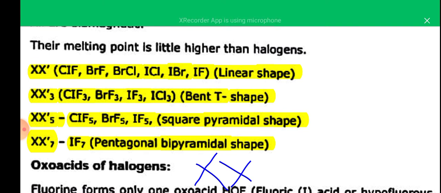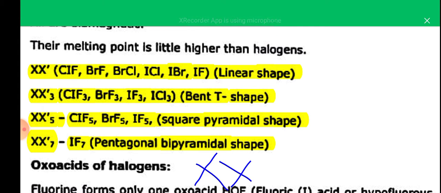Examples of different interhalogen compounds are given. XX' type interhalogens like ClF, BrF, BrCl, ICl, IBr, IF; these are all linear in shape. And XX'3 type interhalogens are ClF3, BrF3, IF3, ICl3. These are all bent T-shape structures.